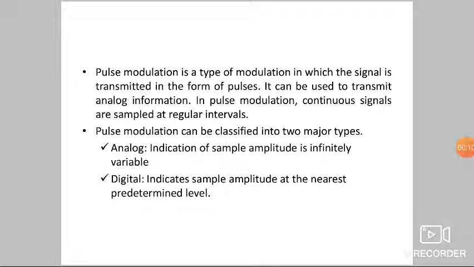In pulse modulation, continuous signals are sampled at regular intervals. Pulse modulation can be classified into two major categories. First one is analog and second one is digital. In analog pulse modulation, sample amplitude is infinitely variable. In digital pulse modulation, it indicates sample amplitude at the nearest predetermined level.